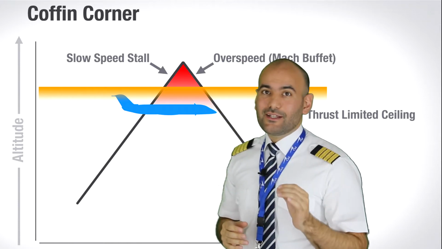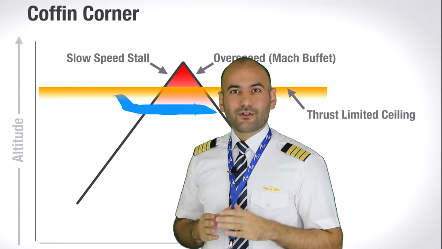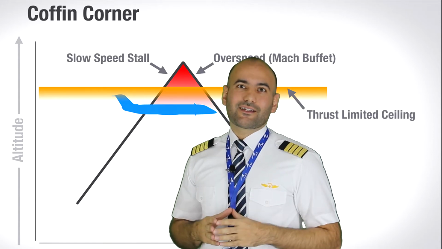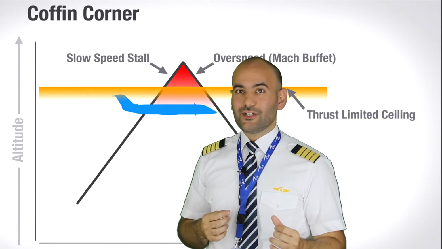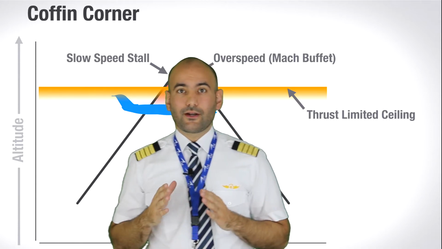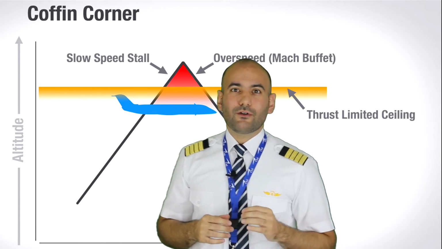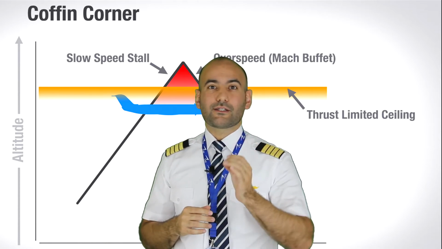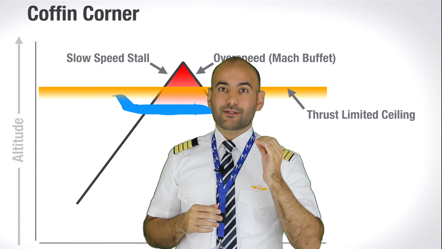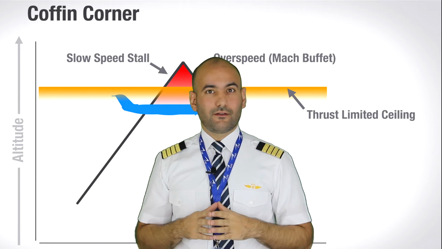If the interviewer asks you what is Coffin Corner, an acceptable answer would be like this. In aviation, Coffin Corner or Q corner refers to the point at which the flight envelope boundaries defined by a slow speed stall intersects with the one defined by the high speed stall.